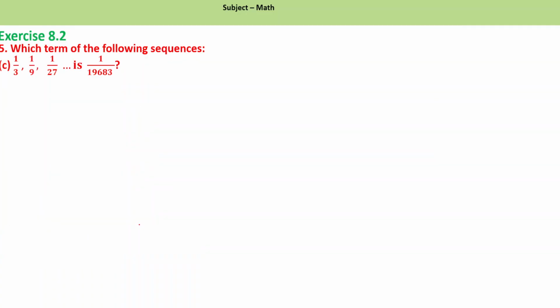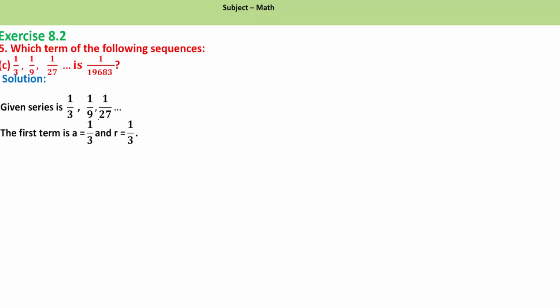Let us solve 5th question, subsection C. Which term of the sequence 1 by 3, 1 by 9, 1 by 27 is 1 divided by 19,683? Solution. Given series is 1 by 3, 1 by 9 and 1 by 27. Here the first term is 1 by 3. For the second term, r is equals to 1 by 9 divided by 1 by 3, that is 1 by 3. Therefore, we know the nth term of this GP is a into r power n minus 1.